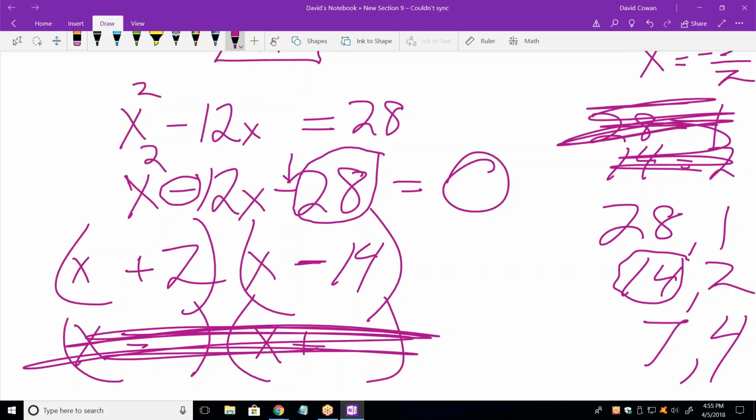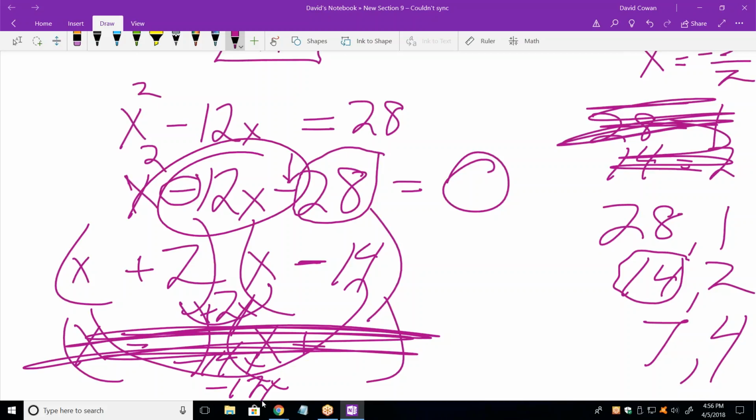Now if we were to do the double smiley face, we don't really need to because it's so easy. But that's going to be plus 2x minus 14x. Add them together, you get minus 12x. That is our middle term. And then your solutions, of course, are x equals minus 2 and x equals 14.